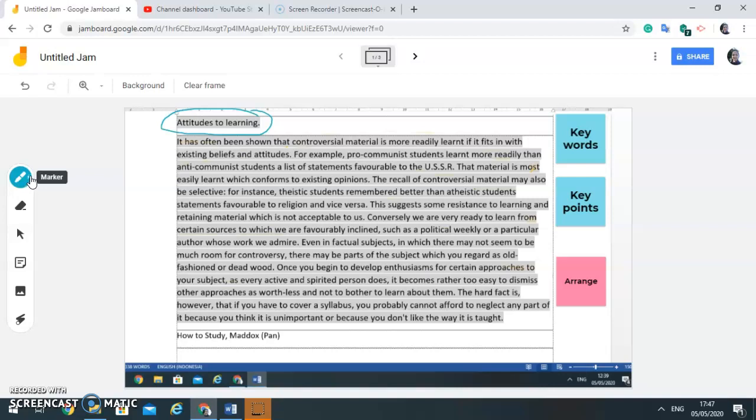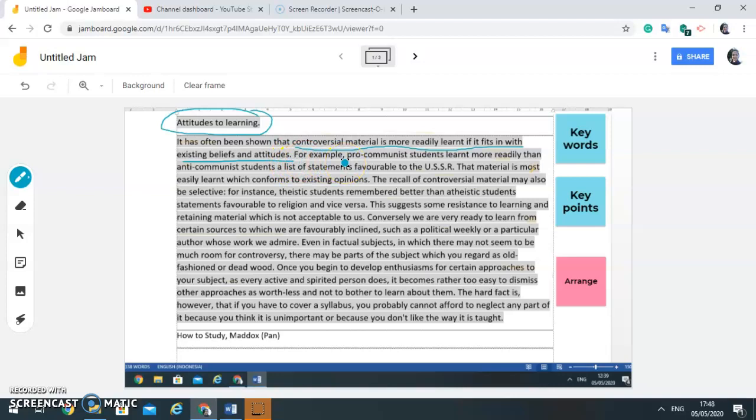Okay, how many points did you see in this text? I'm going to say that the first point is the first sentence: controversial material is more readily learned if it fits with the existing beliefs and attitudes. Some of you wrote controversial material is easier to learn, full stop. Well, that is not the point. It is not what the text is about. Controversial material is only more readily learned if it fits with the existing beliefs and attitudes.